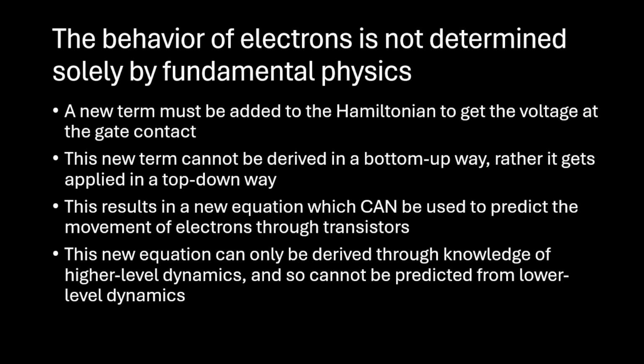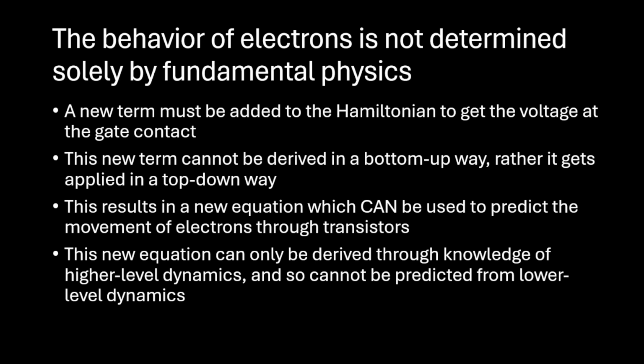The behavior of electrons is not determined solely by fundamental physics. And you can show this mathematically. If you want to check out the original paper to see the mathematics behind it, I'm not going to get into it because that's not really the focus of what's going on here. But the math is all there. And what it shows is that a new term must be added to the Hamiltonian to get the voltage at the gate contact. Okay, so this term will tell you if electricity will flow or not, but it cannot be derived in a bottom-up way. Rather, it gets applied in a top-down way. By this, I mean that you observe that effect and then you add that new term to your Hamiltonian. There's no way to use the Hamiltonian itself to predict that effect.